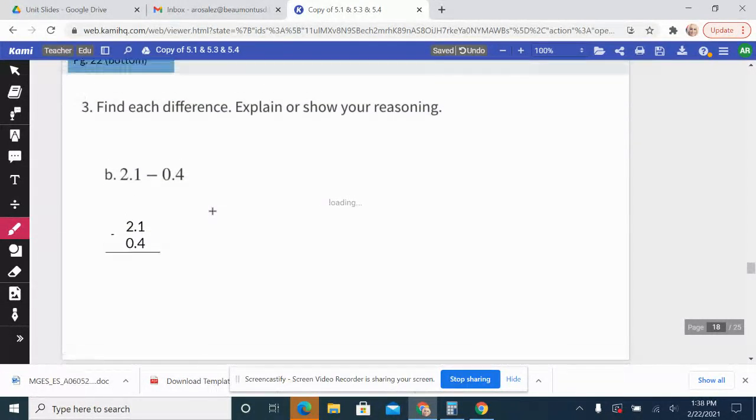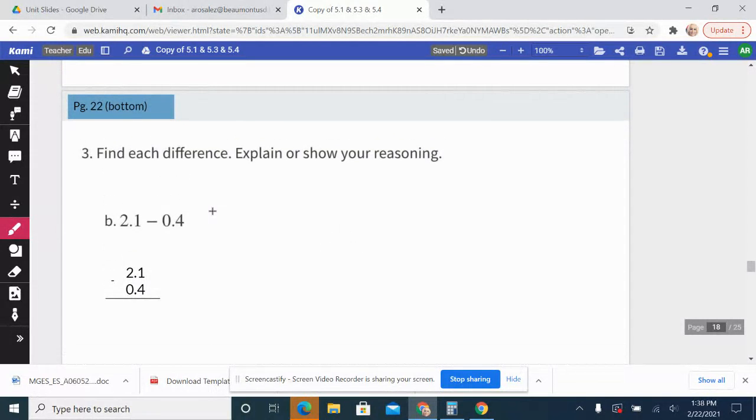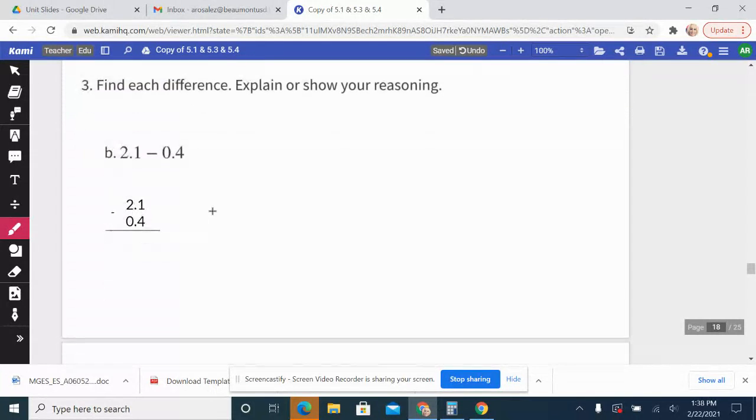And then if you go to B, so I kind of skipped around there. This is the bottom of your page on page 22. We're going to subtract those. Well, you cannot do 1 minus 4, right? So you need to make that 11, and then this becomes 1. So 11 minus 4, rather, should be 7. And 1 minus 0 is 1. And then you bring down your decimal. So your answer should be 1.7.